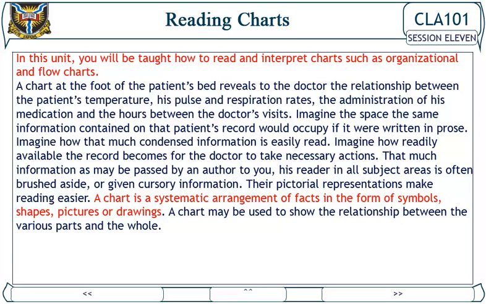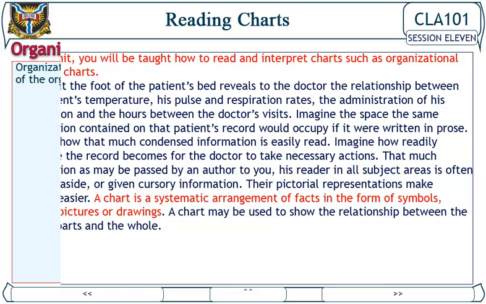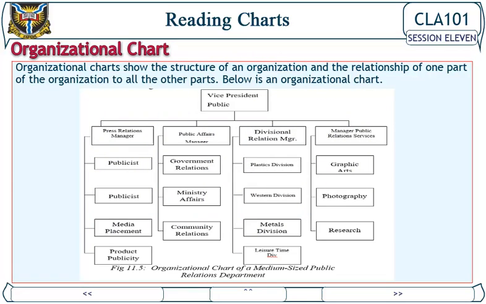A chart is a systematic arrangement of facts in the form of symbols, shapes, pictures, or drawings. A chart may be used to show the relationship between the various parts and the whole. Organizational charts. Organizational charts show the structure of an organization and the relationship of one part of the organization to all other parts. Below is an organizational chart.